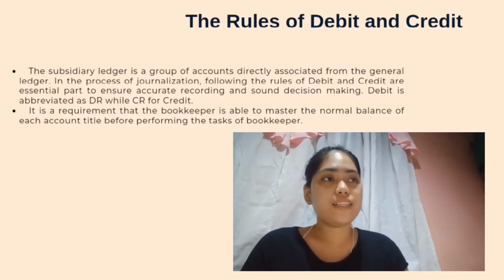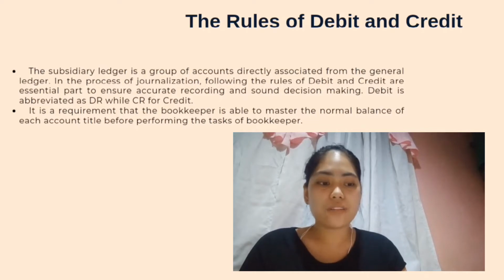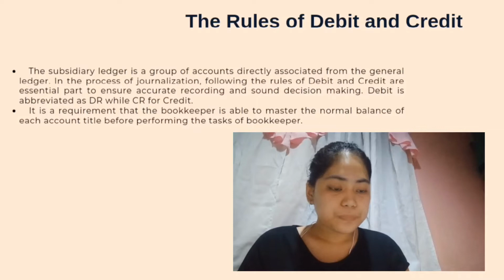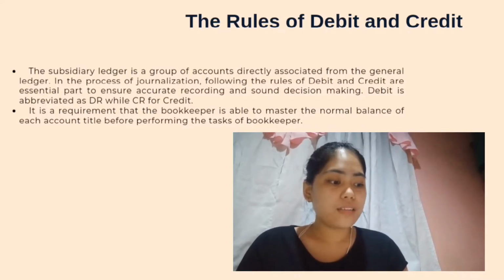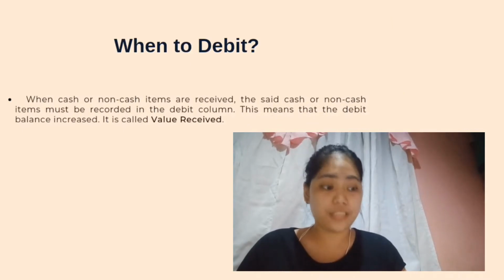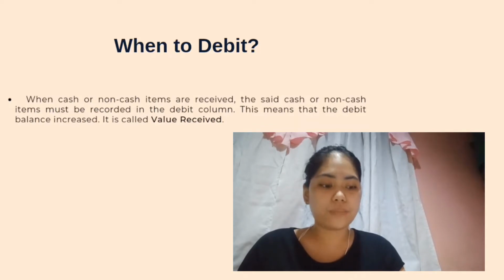In the process of journalization, following the rules of debit and credit is an essential part to ensure accurate recording and sound decision making. Debit, abbreviated DR, comes from the Latin root debitum, which means what is due, or value received. When cash or non-cash items are received, they must be recorded in the debit column. This means that the debit balance increased. That is why it is called the value received.